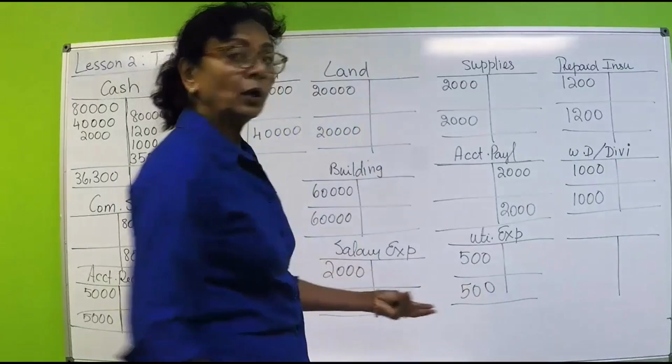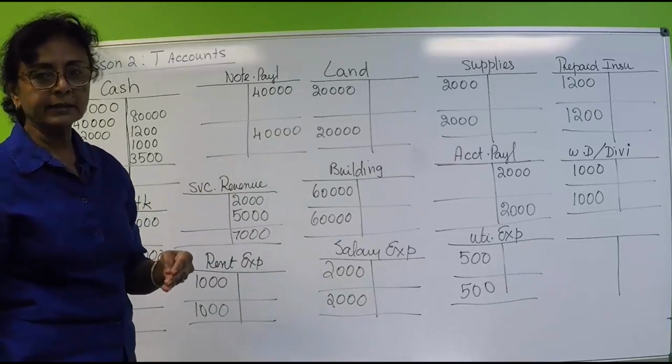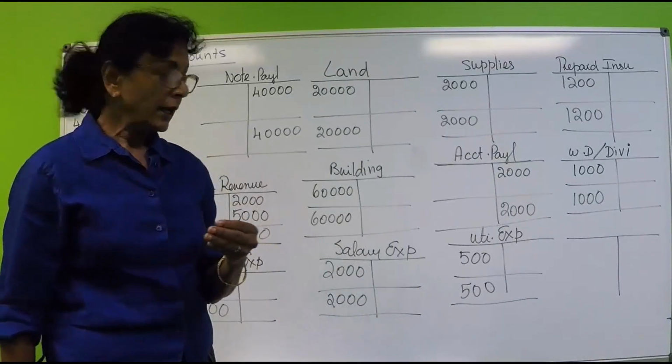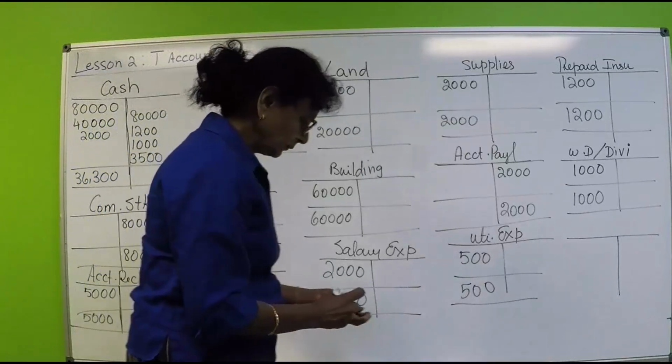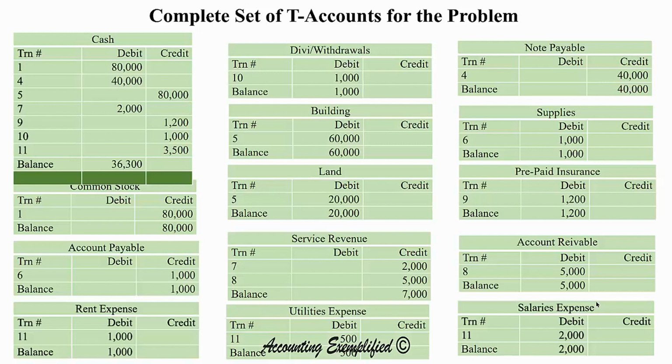So now the next step will be to carry all these balances and prepare the trial balance. And the trial balance is also included in this video. I hope this helps you to understand. Now this is a complete set of T accounts which we worked out in the problem. So here you see all the T accounts with the respective balances. And then based on those balances, we prepare the trial balance.